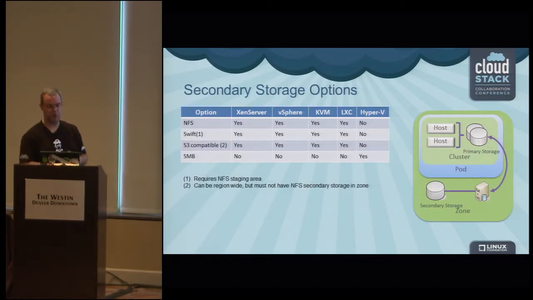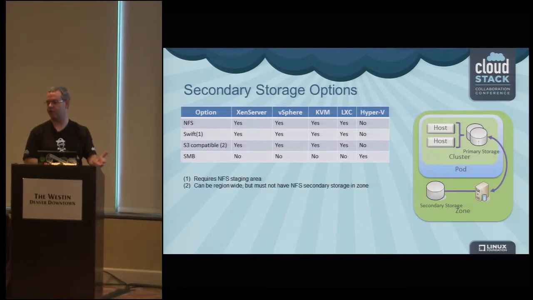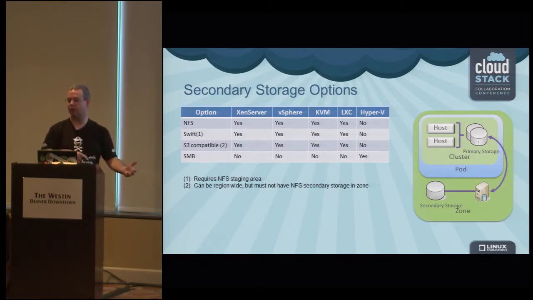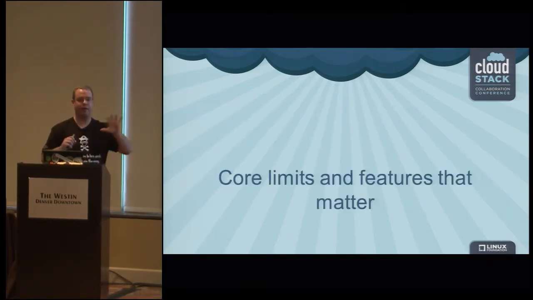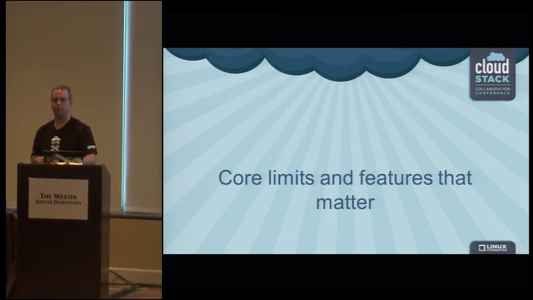On the secondary storage side, so that's where all the templates live and snapshots and so forth, NFS is there across the board, unless you're Hyper-V, in which case you are back to SMB. If you want to use Swift, you can, but you need an NFS staging area. If you want to use an S3 compatible storage mechanism, you can do that, providing you don't already also have an NFS secondary storage in place, because the two of them today aren't compatible with each other. So that's the network, that's the storage.